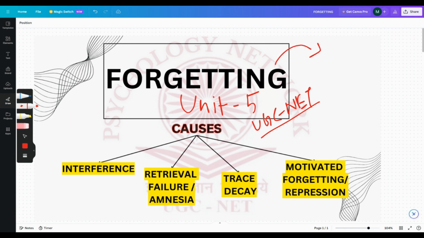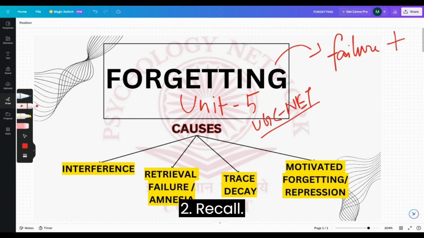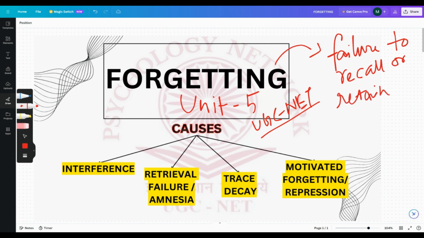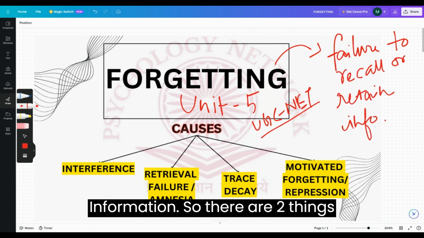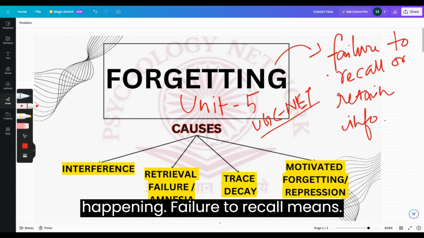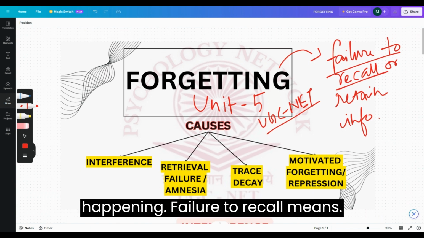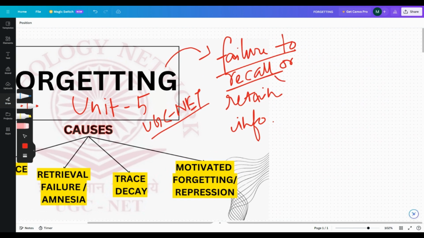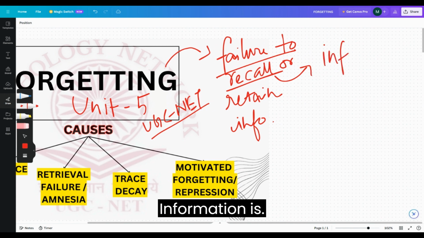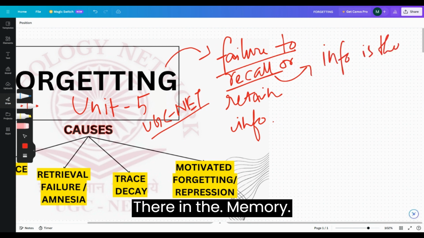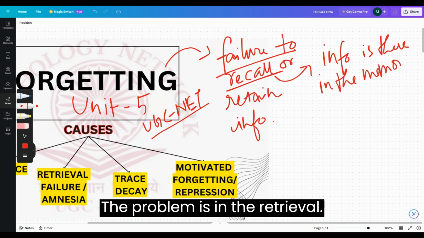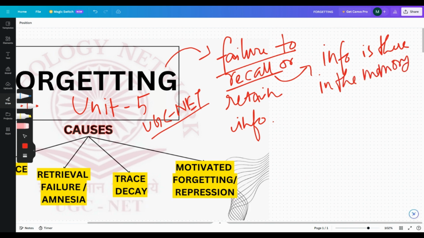Forgetting is failure to recall or retain information. So there are two things happening. Failure to recall means information is there in the memory. The problem is in the retrieval.